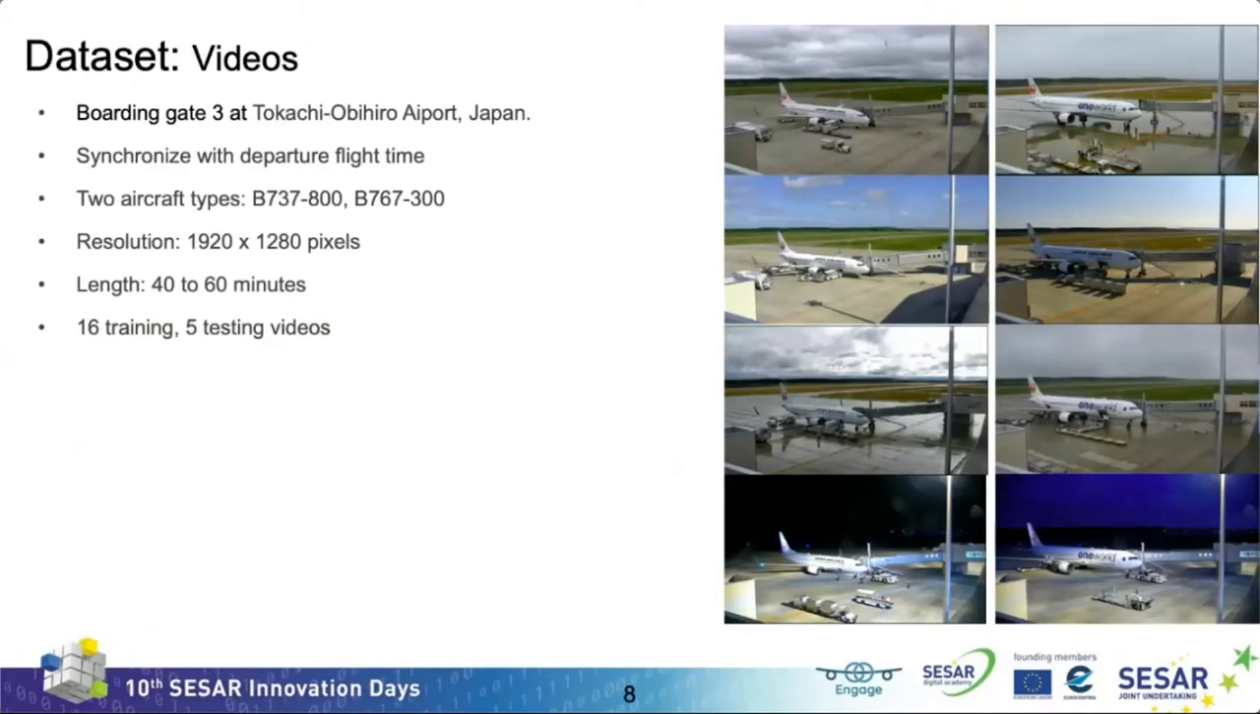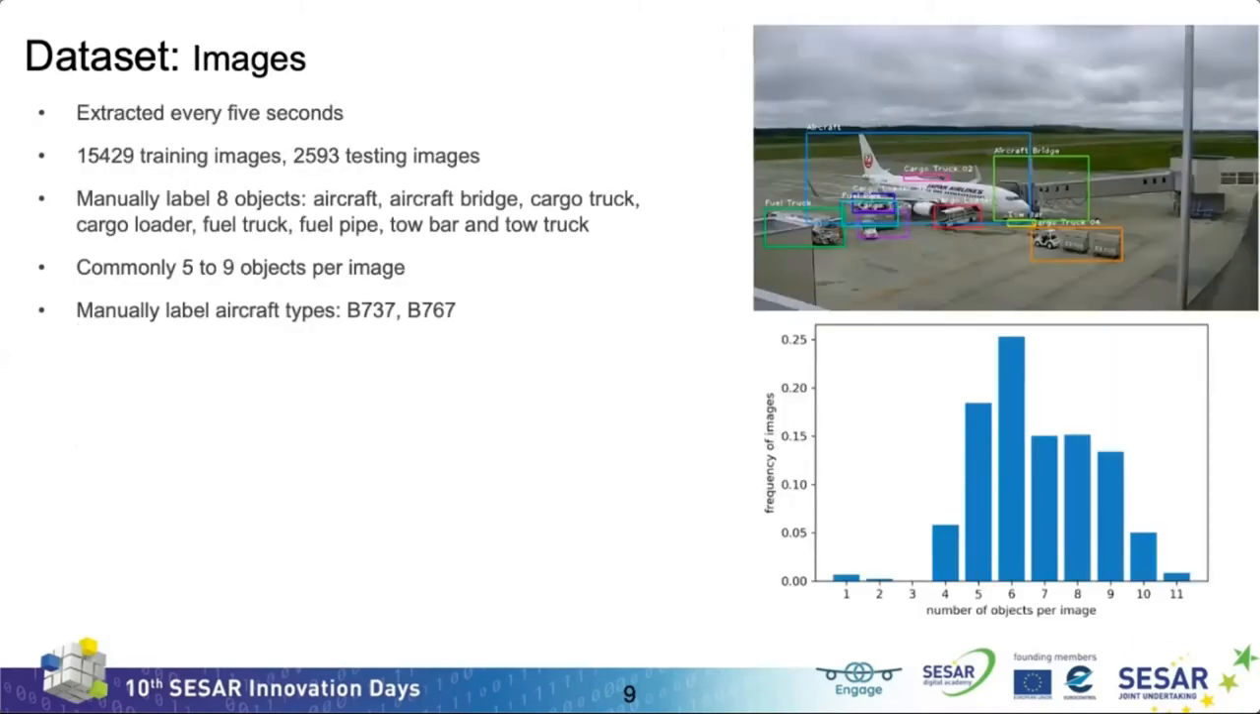Since this is a small airport, there are only two aircraft types, which are B737 and B767. They are full HD videos with lengths of 40 to 60 minutes. We collect 21 videos and divide 16 for training and 5 for testing. Videos are collected under different weather conditions and times of day, as shown in the picture on the right. Images are extracted every 5 seconds, creating 15,000 training images and 2,500 testing images.